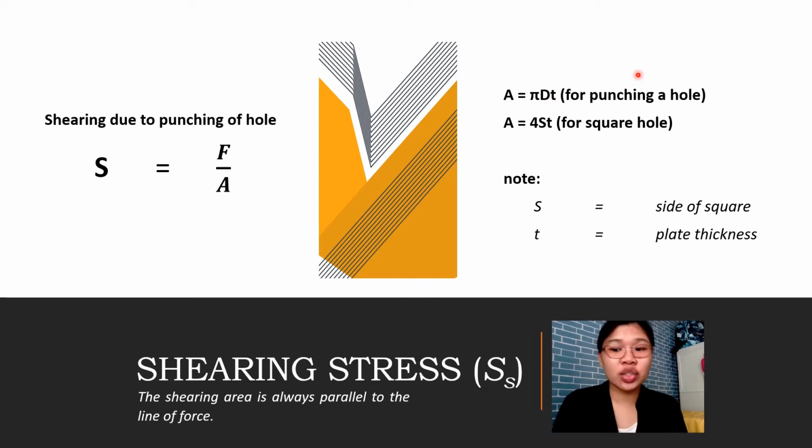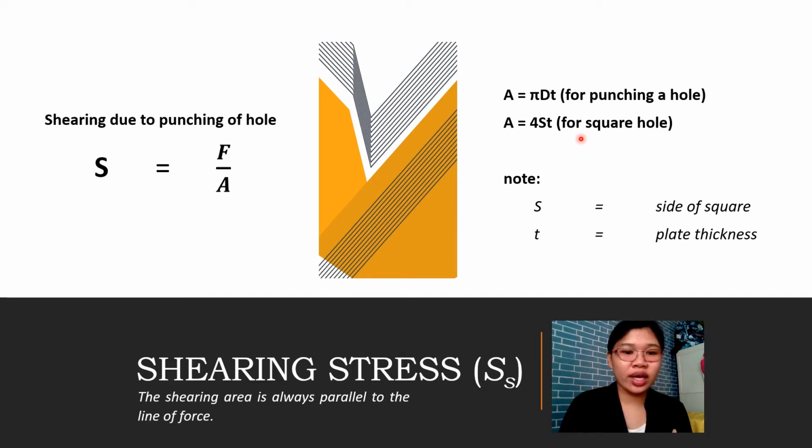And then for square hole, we have 4st, wherein s is the side of the square, d is diameter, and then t is plate thickness or simply thickness. So in tensile and compressive stress, we are talking about perpendicular to the line of force. In shearing, we have here the shearing area is always parallel to the line of force.